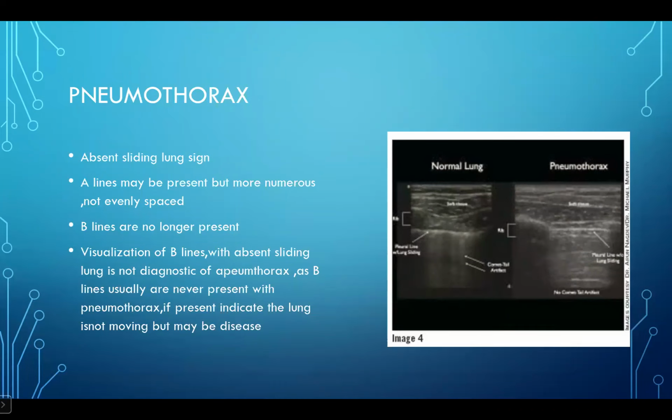Visualization of B lines with absent sliding lung is not diagnostic of pneumothorax, as B lines are never present with pneumothorax. If they are present, it indicates a non-moving lung, but the lung is diseased. As I mentioned previously, the B lines are prominent in some diseases such as lung consolidation or pulmonary edema.